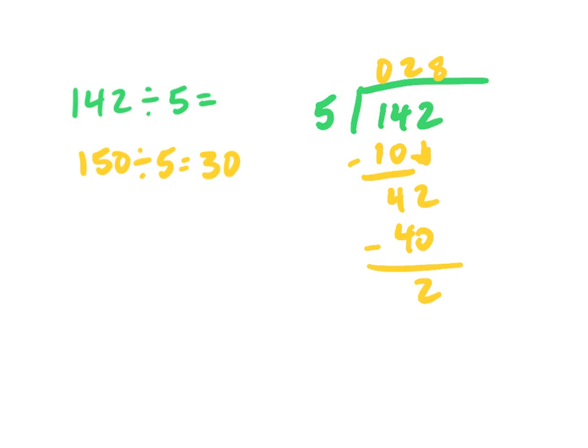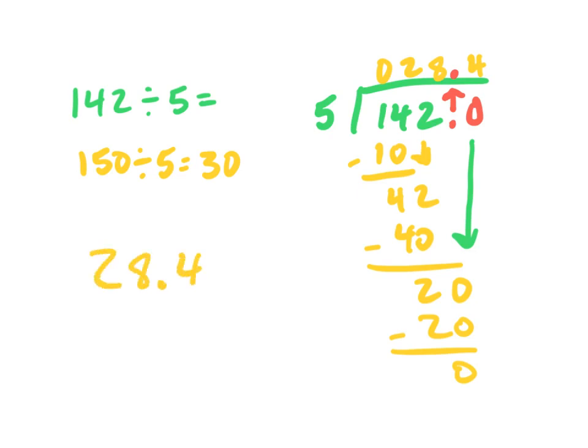Now, we're not going to stop here. Instead of just leaving a remainder, we're going to add a decimal point and a placeholder 0 in the tenths place, which doesn't change the value of 142. It just allows us to continue to divide. And I'm going to float the decimal straight up into the quotient, into the answer, lining it up with the decimal in the dividend. And now I can drop this 0 and continue to solve. 5 goes into 20 4 times even. 4 times 5 is 20. I subtract, and I'm left with 0. So my final answer, the quotient, is 28 and 4 tenths.